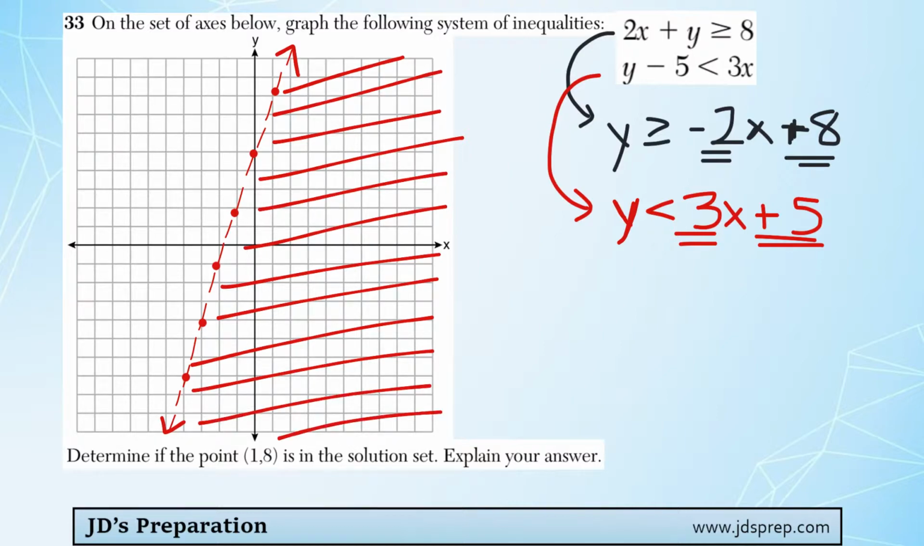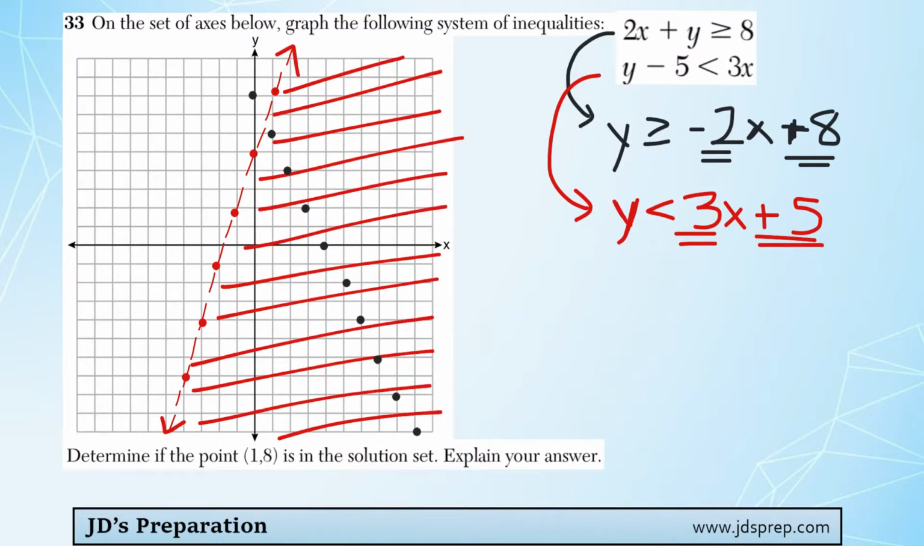Now let's take a look at the other inequality, that y is greater than or equal to negative 2x plus 8. We'll start with that y-intercept at the point 0, 8. And then now we're having a slope of negative 2. So that means we're going to be counting 2 down and 1 to the right. 2 down, 1 to the right. And we can just keep going along.